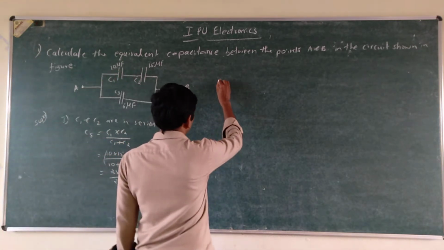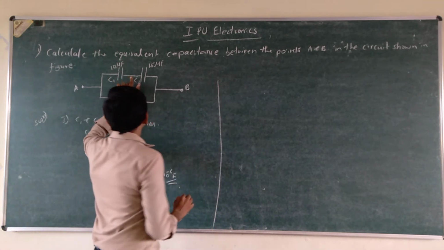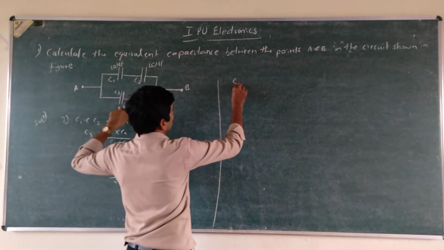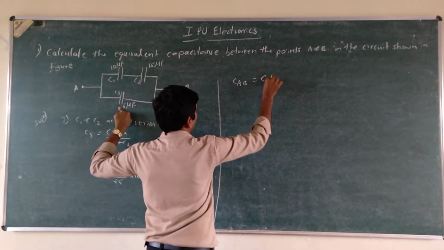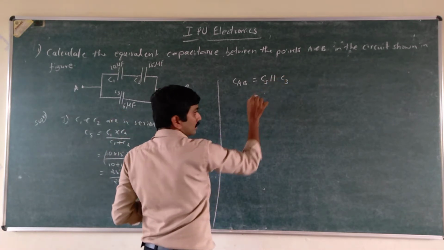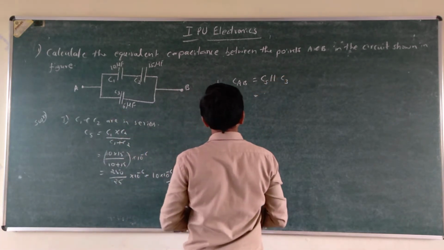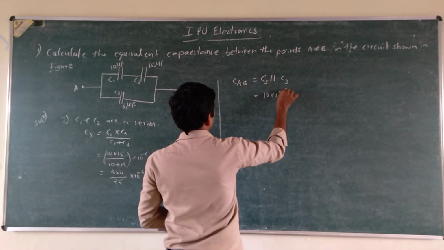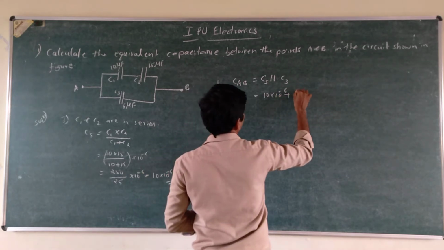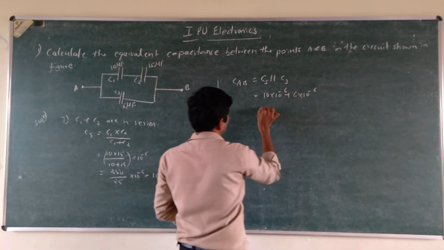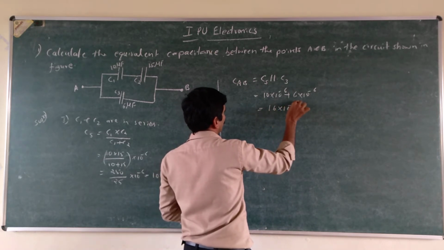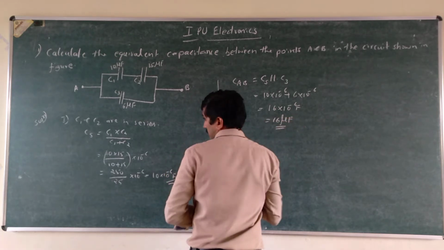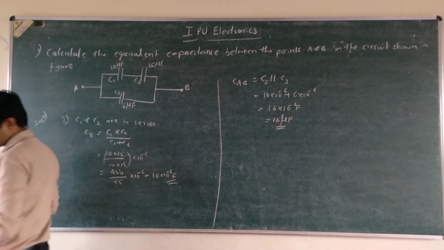So continue with the same thing. Now this effective capacitance is in parallel with 6 microfarad, and that AB is CS parallel C3. CS is 10 into 10 to the power minus 6 plus C3, 6 into 10 to the power minus 6. So totally 16 into 10 to the power minus 6 farad, or 16 microfarad. 16 microfarad is the answer.